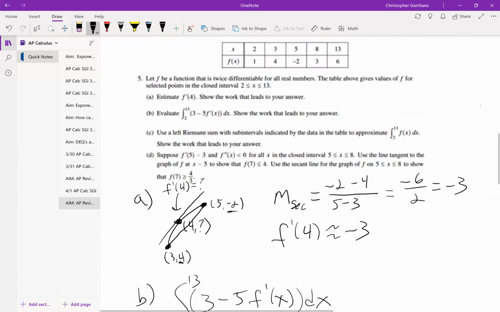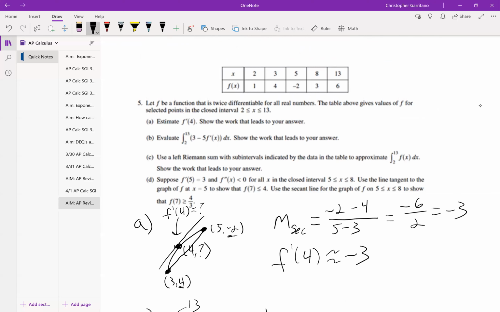And we are given certain subintervals. So this is going to be one subinterval. Here's the second. Here's the third. Here's the fourth. So with each one, I have to pay attention to the dx. So here, delta x is 1. But from 3 to 5, delta x is 2.